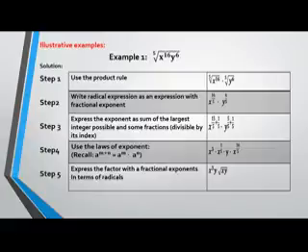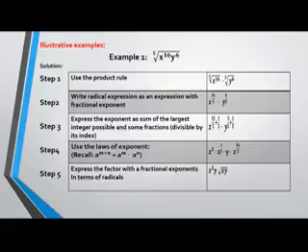So this will become x raised to the power of 16 over 5 times y raised to the power of 6 over 5. Step 3 is to express the exponent as a sum of the largest integer possible and some fraction, which is divisible by its index, that is 5. So this will become x raised to the power of 15 over 5 plus 1/5 times y raised to the power of 5 over 5 plus 1/5.